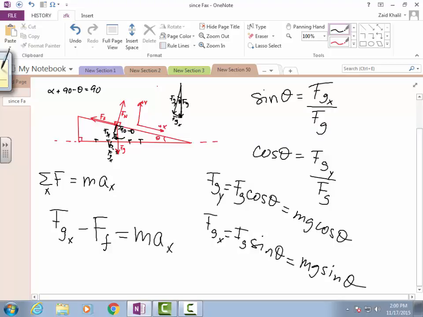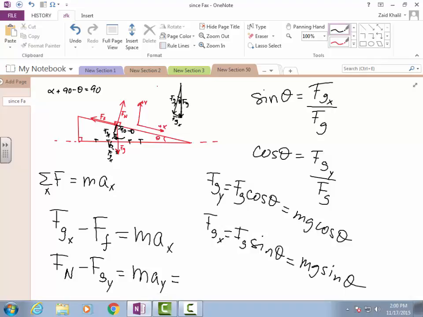And similarly, we have Fn minus FGY equals may. But what can you say about ay? Why? Because this thing's not floating up in the air. How is it actually not moving? Tell me. What is the precise movement it's not doing? Not moving perpendicular to the surface.